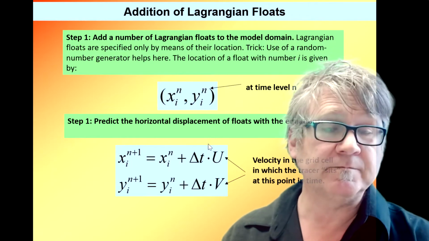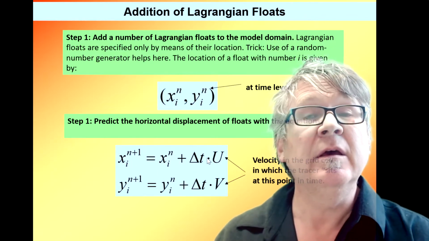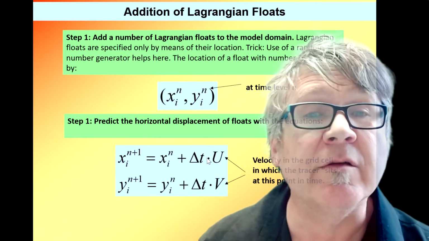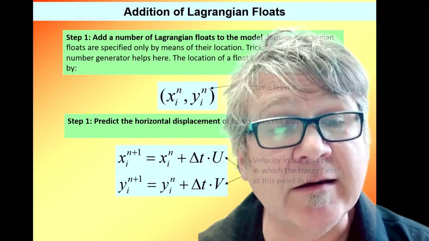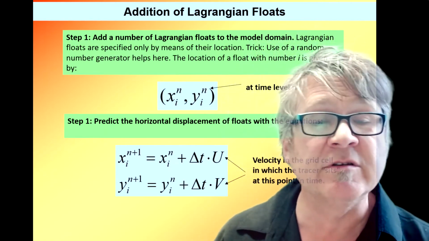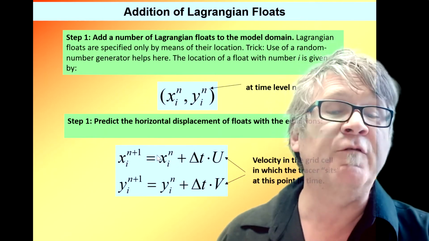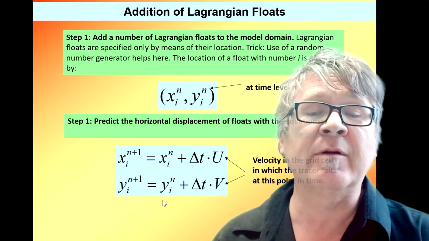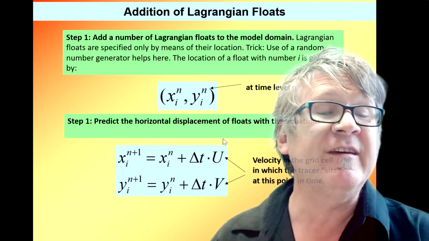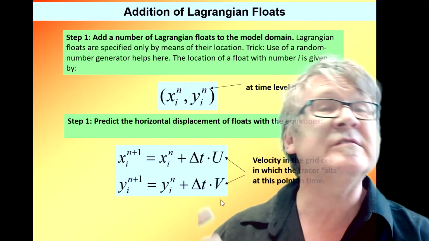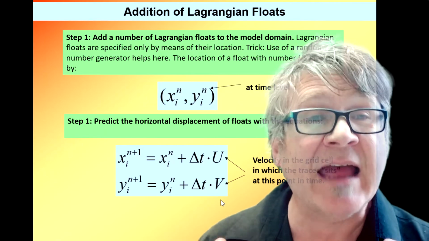This is the most basic form, and again you have two components. Location is a horizontal vector with two components, so you can split it up into two equations, one for x and one for y. And you have u and v in here, which is the horizontal velocity at your location.